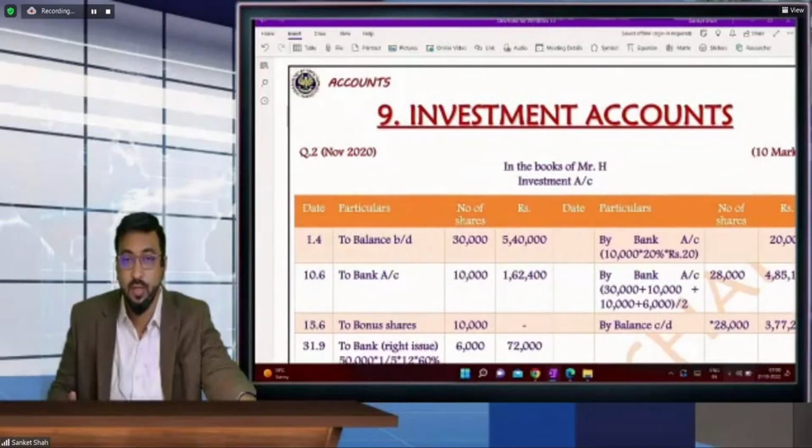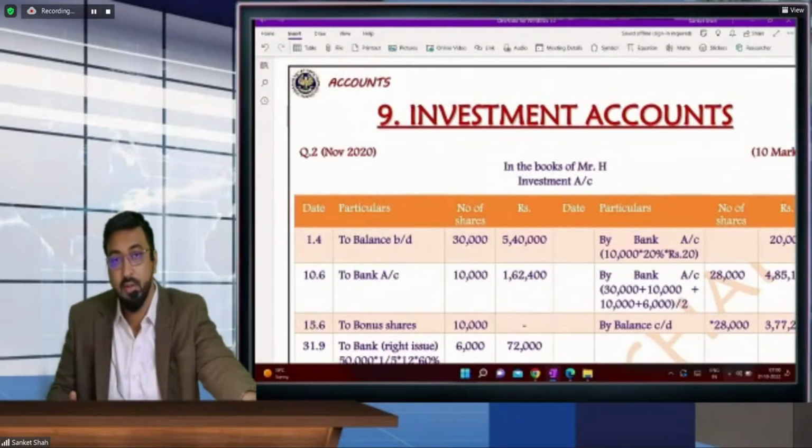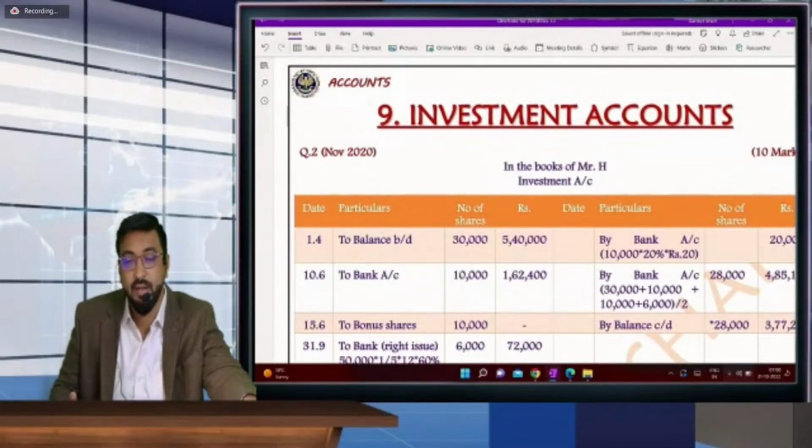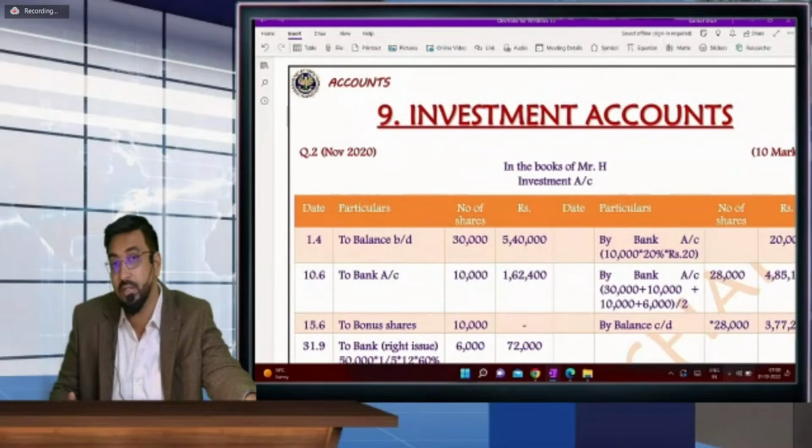Good morning, students. In the last session, we completed past examination questions up to 2020 of investment accounts. Today we are going to start with the remaining problems of investment accounts. I hope you have completed your homework for past examination questions and all TYK questions and study material questions.